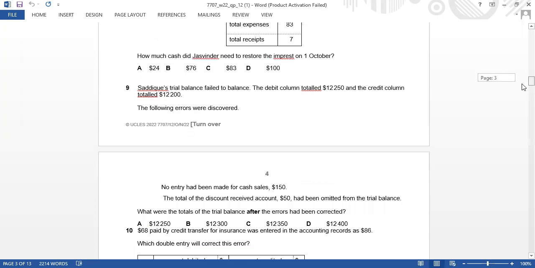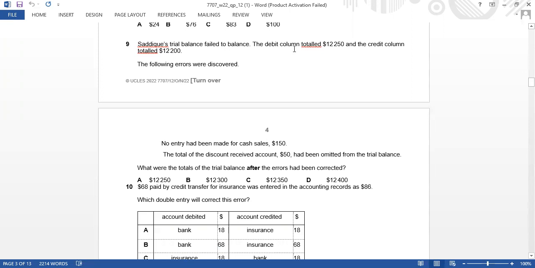Okay, 9. Sadiq's trial balance failed to balance. The debit column totaled 12250 and the credit column totaled 12200. That means there's a difference of 50. The following errors were discovered. No entry has been made for cash book cash sales 150. That means this is the error of omission. 150 cash debit, sales credit. So the total of the discount received amount 50 had been omitted from the trial balance. That means only the discount received column account total has been omitted, 50. Discount received is an income, so it will come under the credit side of the trial balance.